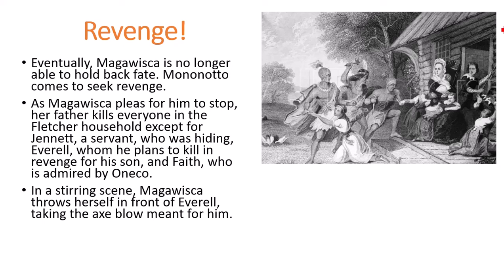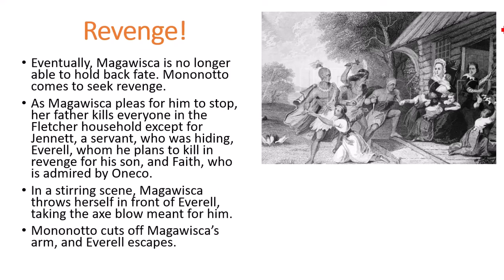So in a very stirring scene, Magawiska throws herself in front of Everil. She takes the axe blow meant for him and loses her arm, as Everil is able to escape. Now, all of this really happens at the beginning of the novel, and then we skip ahead 5 years later, and that's where the main part of our story takes place.